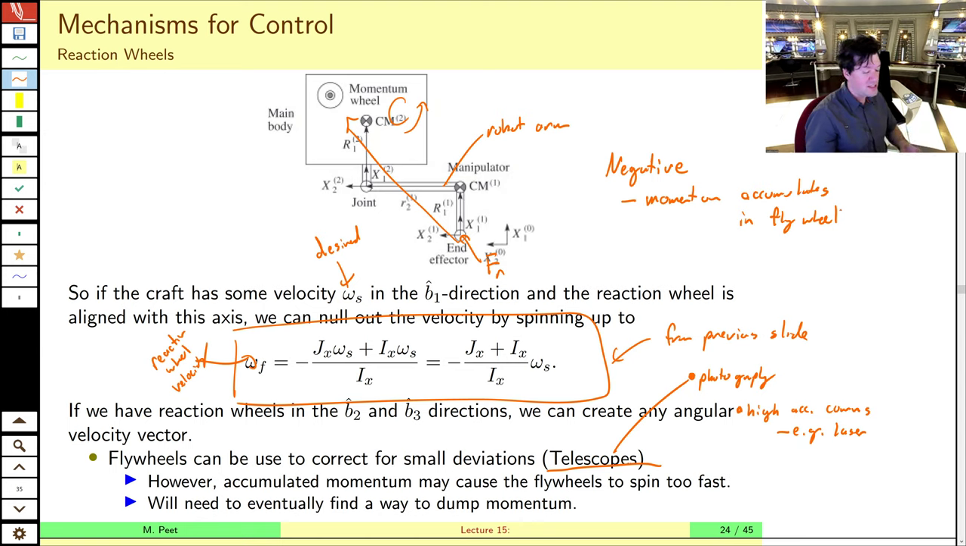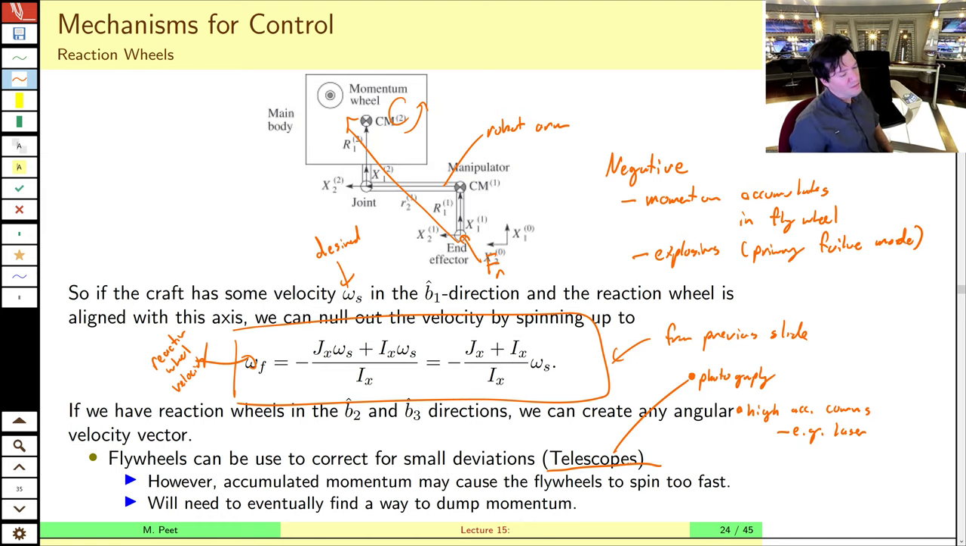So you keep generating torques, and these things spin faster and faster until they explode. Exploding flywheels is a primary cause of death in spacecraft. Primary failure mode. Not just explosions, it doesn't have to be that dramatic.